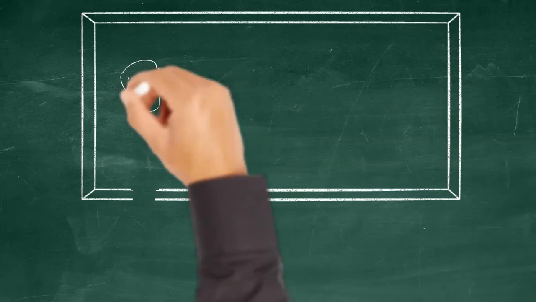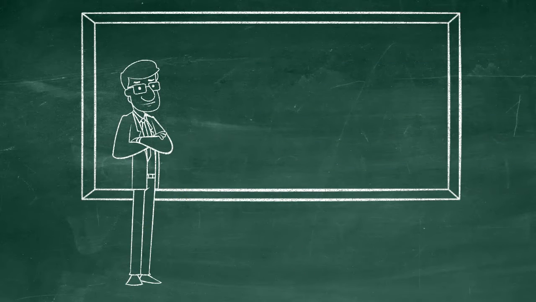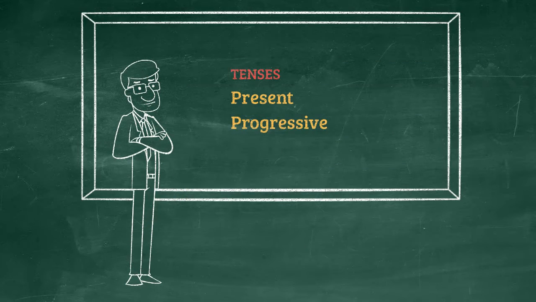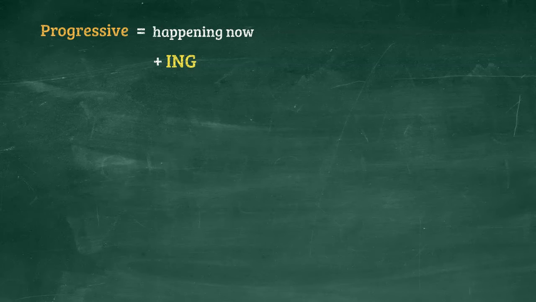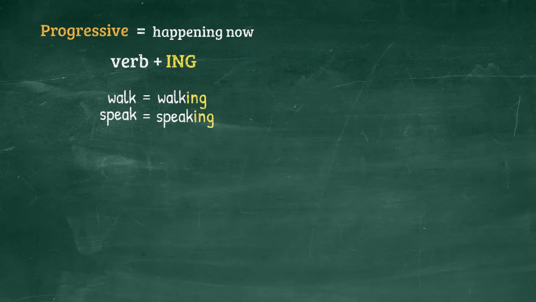In this video, we'll discuss the present progressive tense, how it works, and how it's different from the simple present. When we say a tense is progressive or continuous, we are describing an action that is happening right now. In English, we describe these actions by attaching -ing at the end of the verb. So, walk becomes walking, speak becomes speaking, learn becomes learning, and so on.